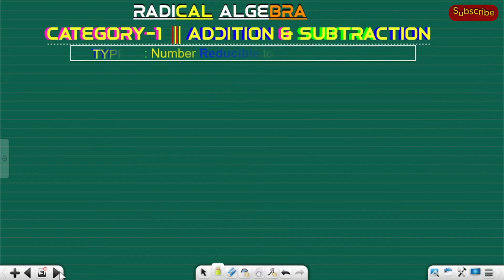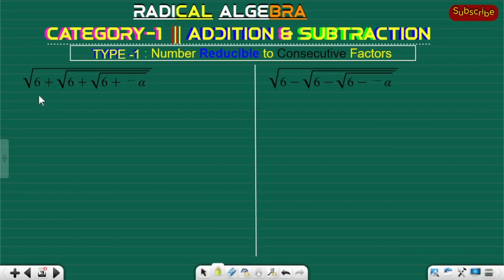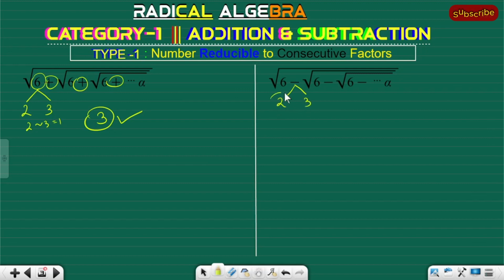Let's see some examples. Here 6, right? The number 6 can be broken down into 2 and 3. These 2 and 3 are consecutive because 3 minus 2 is 1. And here it is positive, so the answer would be 3. 3 is the answer here. And in this case it is negative, so it is broken down into 2 and 3. The smaller one is 2, so the answer is 2 here. Right, it's very easy, right?